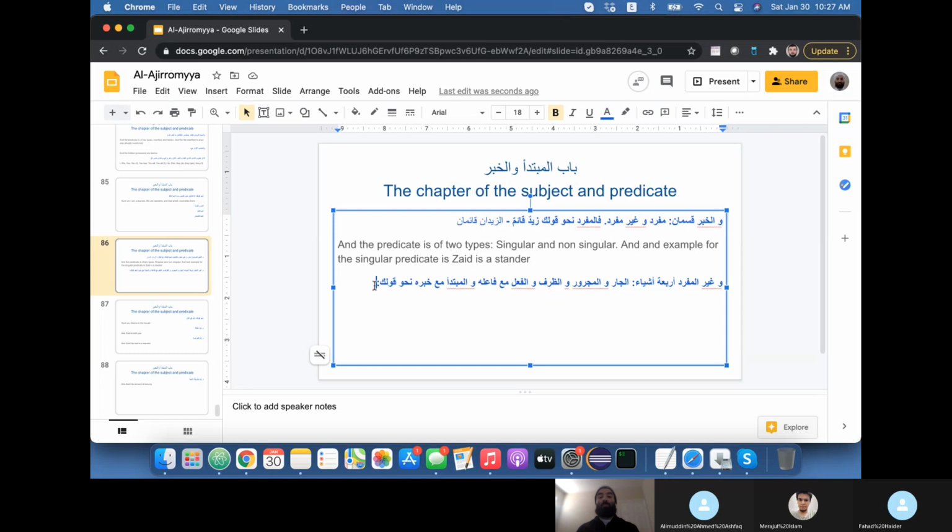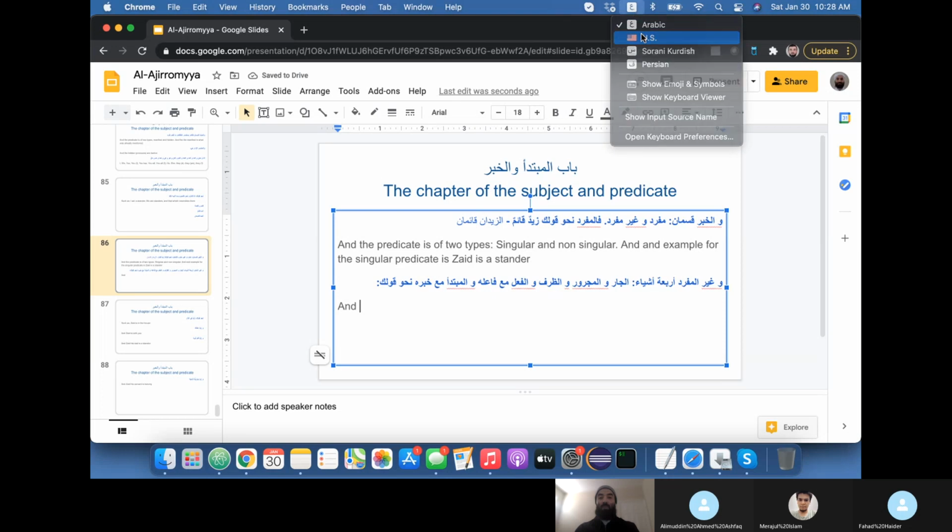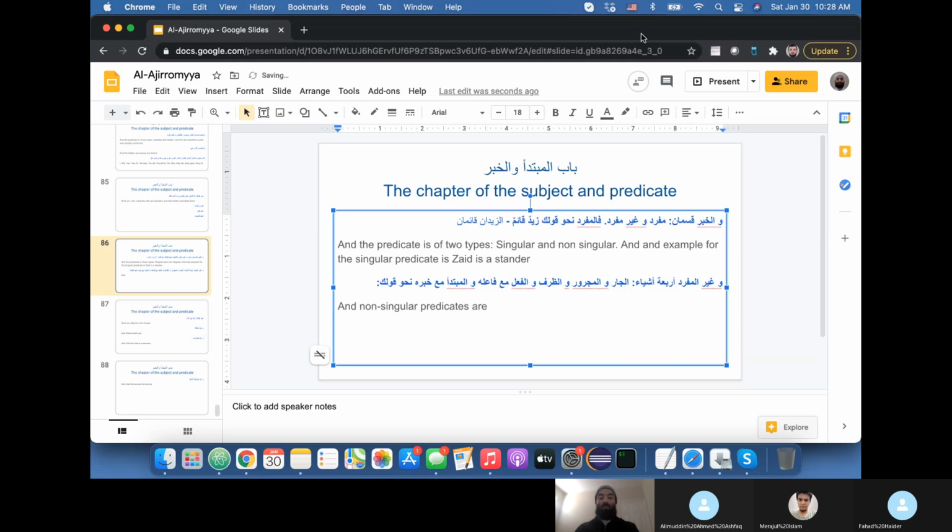Now, the author continues and he says, wa ghayr al-mufrad arba'atu ashya'. He says, and non-singular predicates are of four types. Now he's going to name all the types for us.